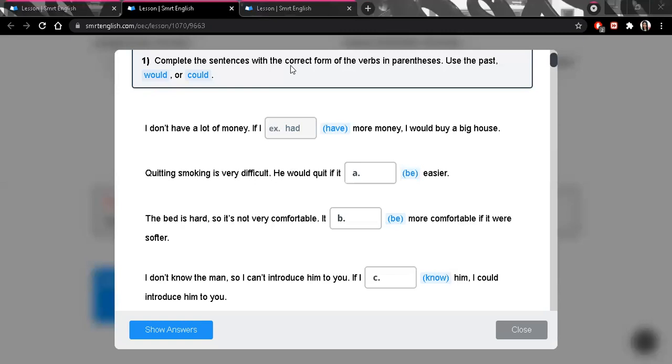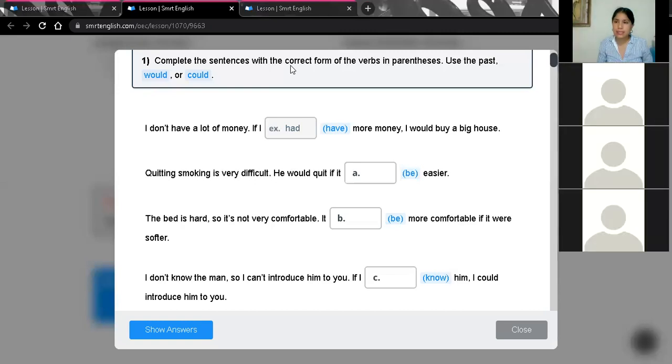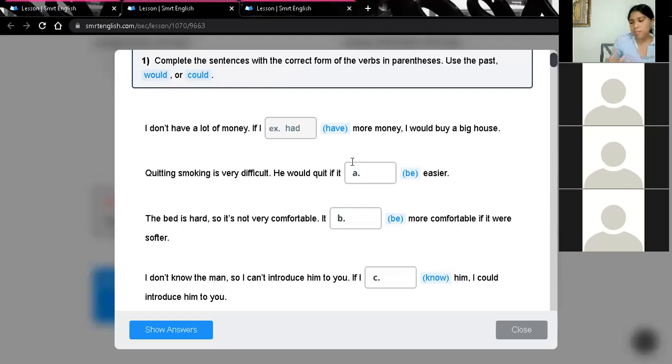I finished. Me too. Excellent. Guillermo, are you done? Yes. Okay, great. Let's go with number 2, letter A, sorry. Alondra, can you read it complete, please, with your answer? Yes. Quitting smoking is very difficult. He would quit if it were easier.